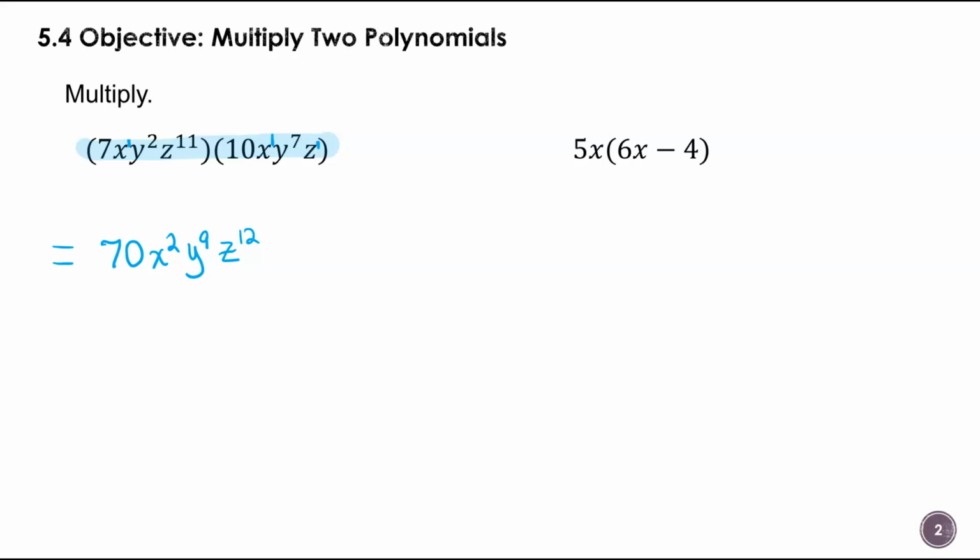On the next one, we're going to distribute 5x. So 5x times 6x and 5x times negative 4. Now, it doesn't matter if they're not like terms when you're multiplying, right? Because I can take 5x times both of these terms, even though one of them doesn't have an x. So 5x times 6x would be 30x squared. Don't forget about adding your exponents as you multiply. 5x times negative 4 would be negative 20x.